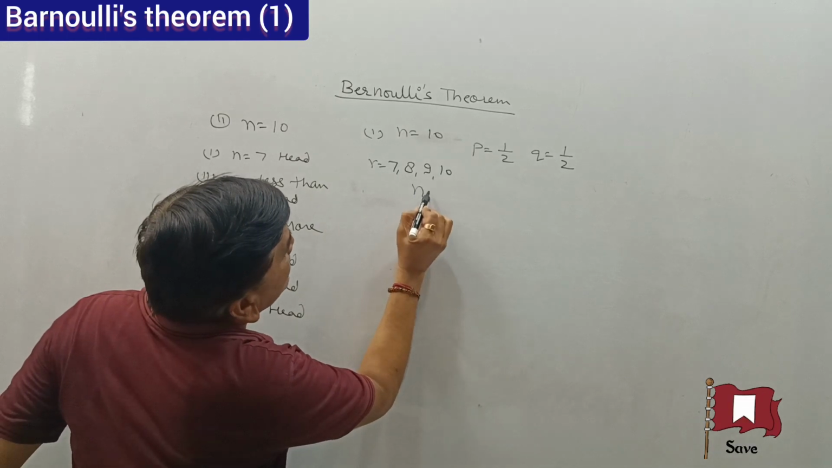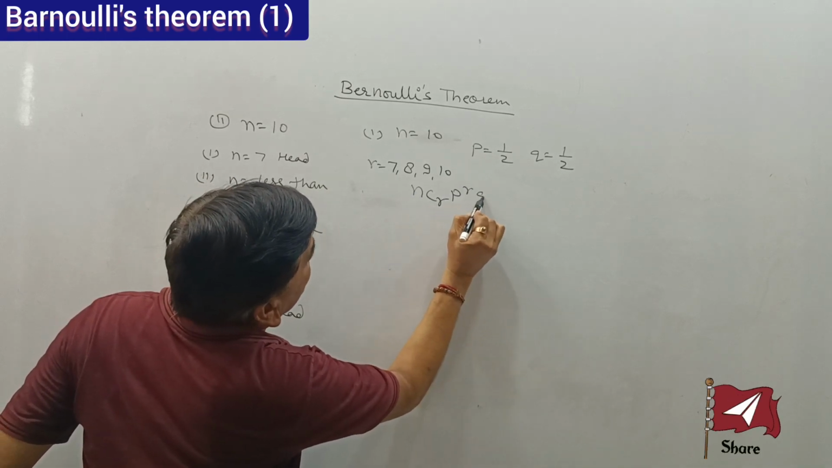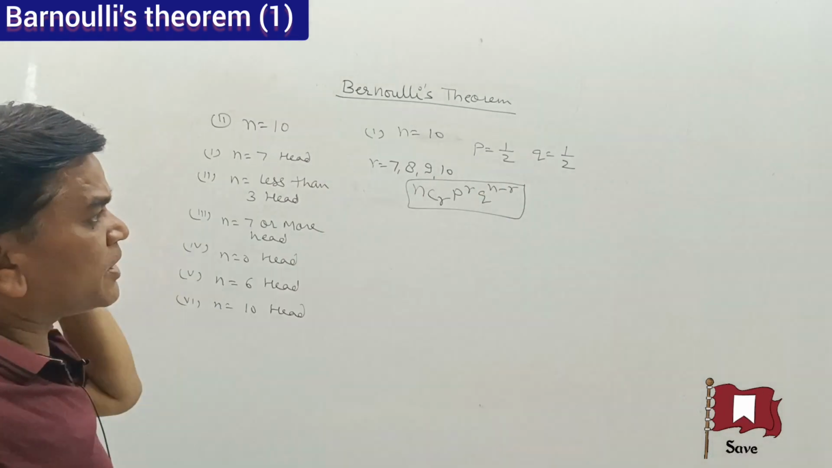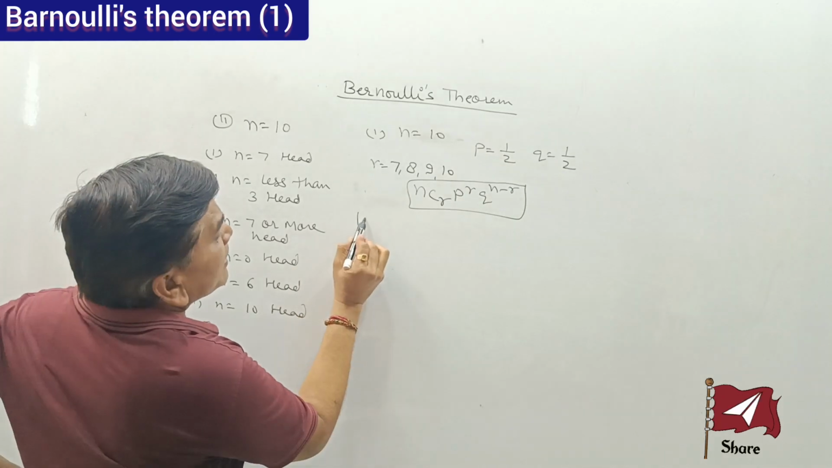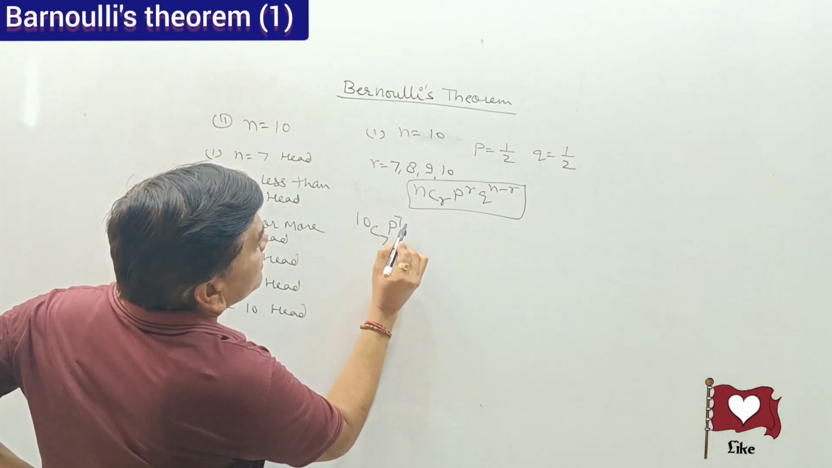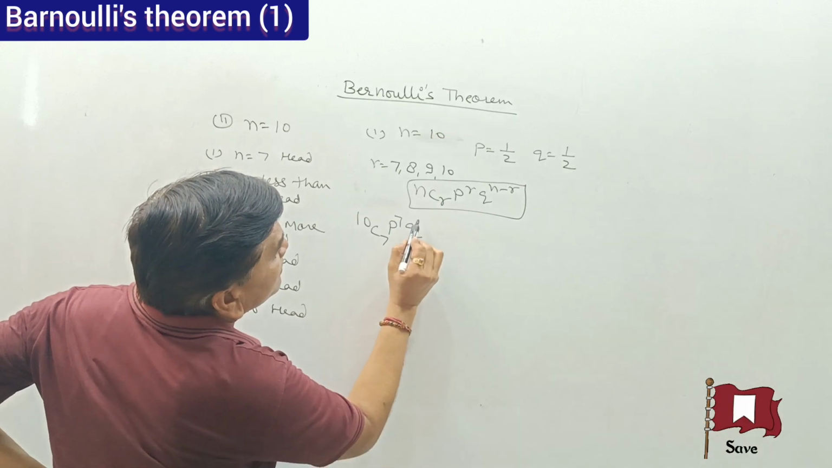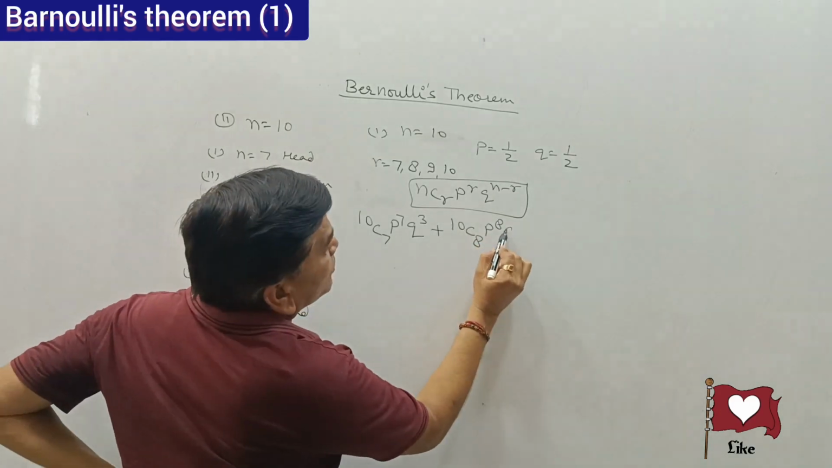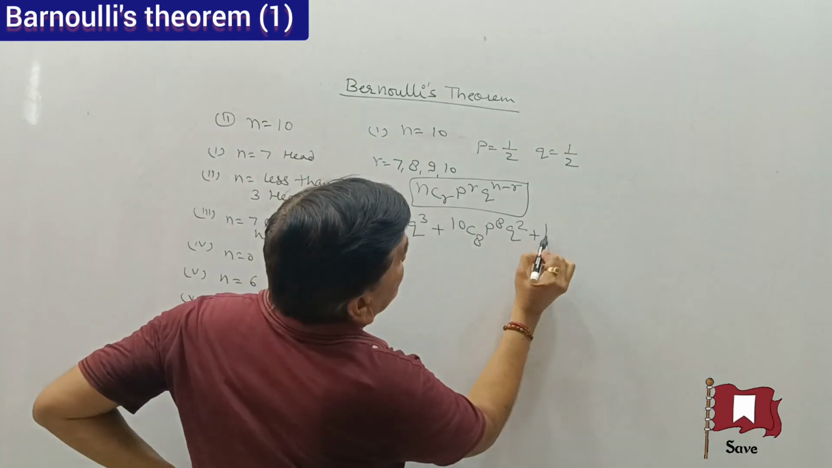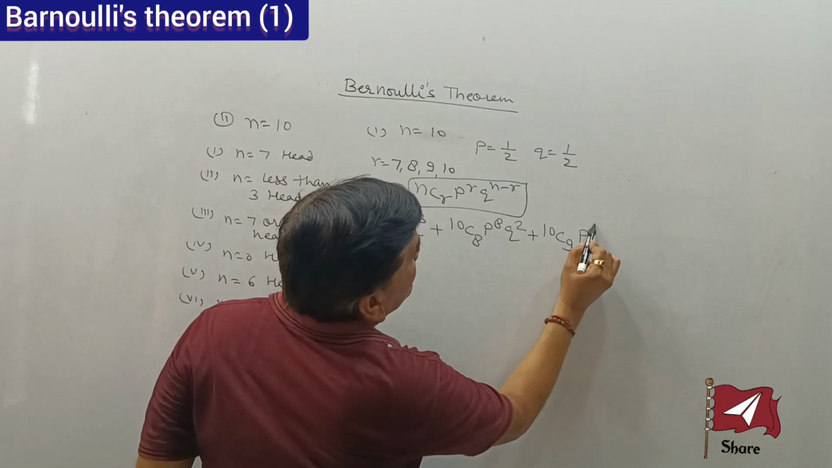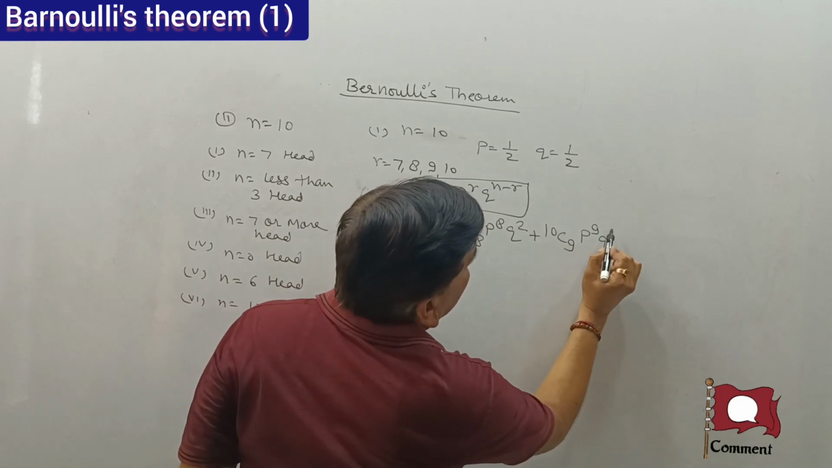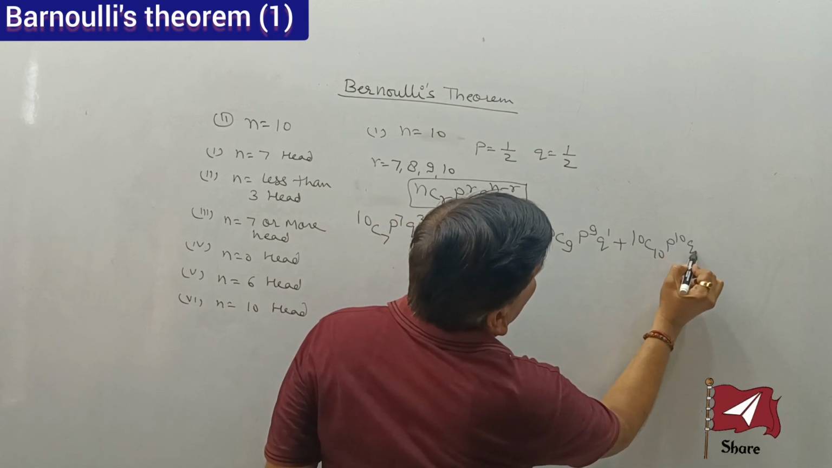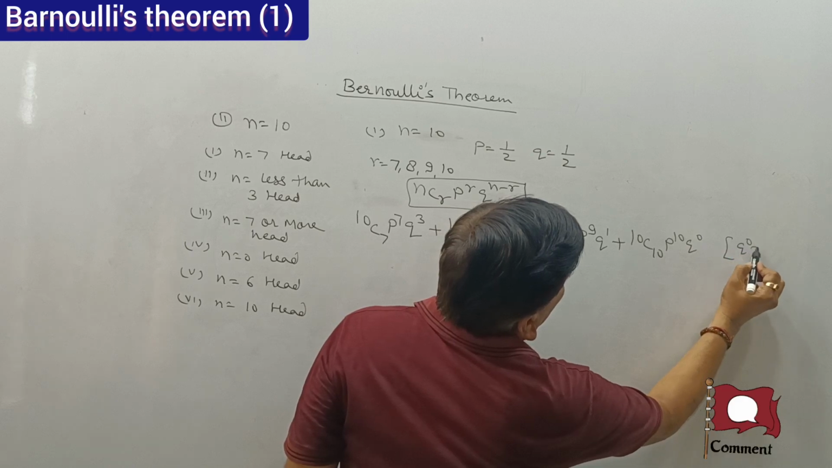The formula is nCr P raised to power R, Q raised to power n minus r. In a coin, P will be 1 by 2, Q is 1 by 2. So 10C7 P raised to power 7, Q raised to power 10 minus 7, that is 3. 10C8 P raised to power 8 and Q raised to power 10 minus 8, that is 2. Then 10C9 P raised to power 9, Q raised to power 10 minus 9, that is 1. And 10C10 P raised to power 10, Q raised to power 0. And Q raised to power 0 value is 1.